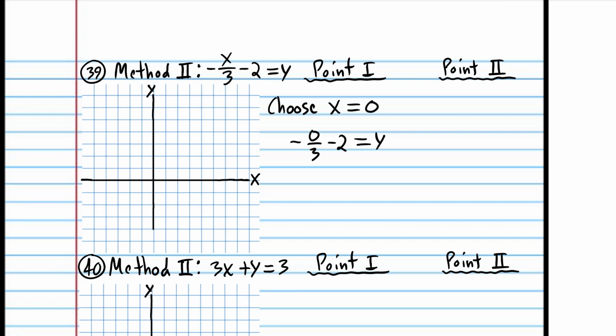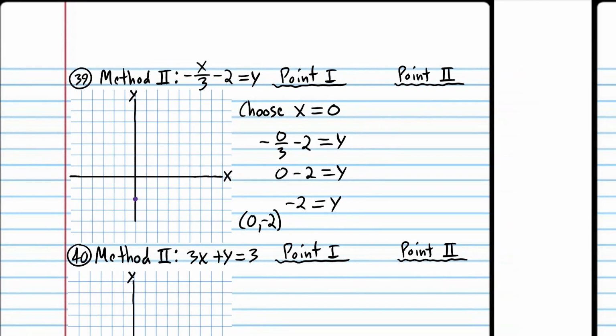So negative 0 over 3 is just 0. And then we get y is equal to negative 2. So the point is 0, negative 2. But that's not just any point. That's a special point. That's the y-intercept. It's special because it's on the y-axis. So method 2 is finding the x and the y-intercepts.